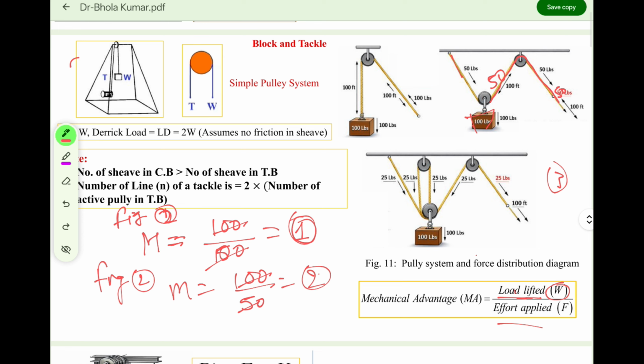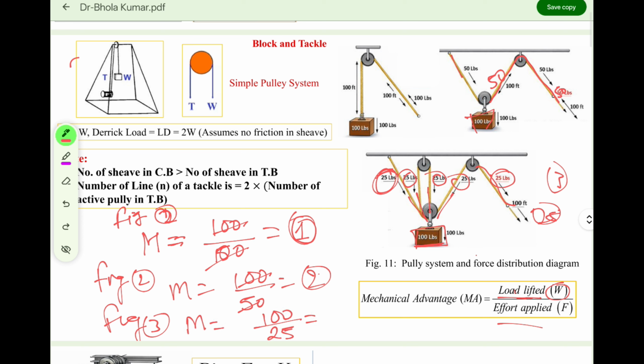Now if you talk about figure 3, this 100 lb of load is lifted by four strings. Are you getting my point? So now each string will experience 25, 25, 25, 25. Finally, in this case you have to apply only 25 Newton of load. So for figure 3, if I have to write M, it is 100 Newton we want to lift and we are applying only 25, so you are getting the mechanical advantage value of 4.